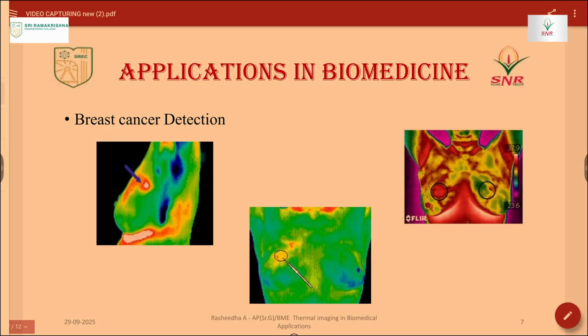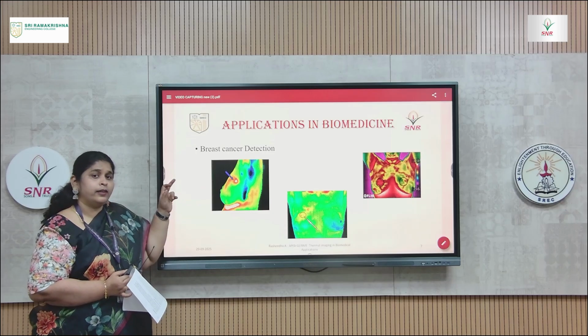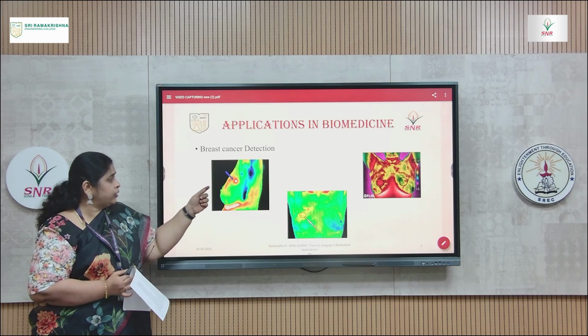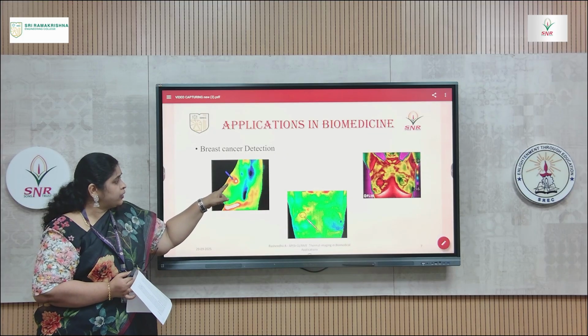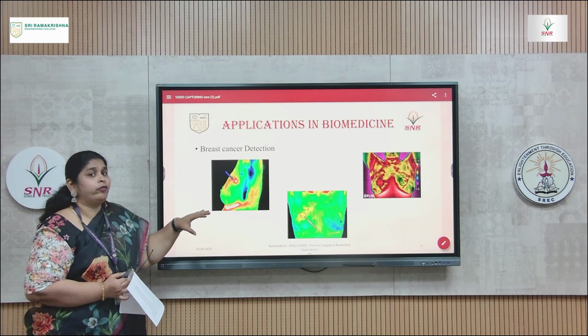Now the applications in biomedicine. This is the elaborate application in biomedicine: breast cancer detection. You can see 3 different images where you can see some spots over here, and these spots represent the early detection of whether this skin, this muscle type or the tissue type will be having or being prone to have cancer cells.